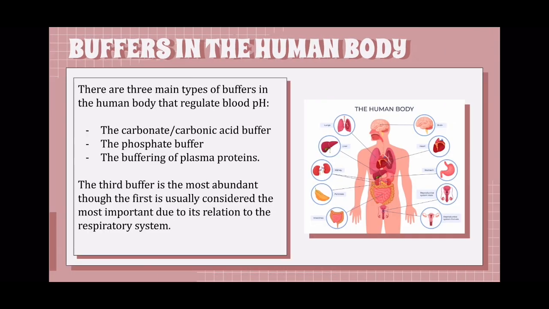Buffers in the human body. There are many types of buffers in the human body, but there are three main types of buffers that help regulate blood pH. And the three main types of buffers are the carbonic acid buffer, the phosphate buffer, and the buffering of plasma proteins. The third buffer is the most abundant, but the first is usually considered the most important because of its connection to the respiratory system, and it is the buffer that I'm going to be focusing the most on.